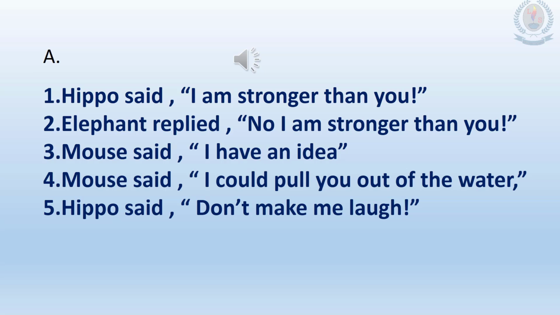Rewrite each sentence so that the speaker's name comes before the spoken words. So what you have to do, you have to rewrite the sentences so that the speaker's name comes before the spoken words. Look at number 1. "I am stronger than you," said Hippo. So how do you write the answer? Hippo said, comma, "I am stronger than you." Number 2. "No, I am stronger than you," replied Elephant. So how can you write?